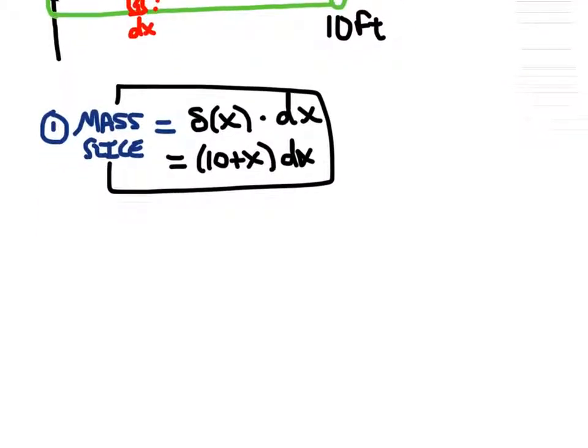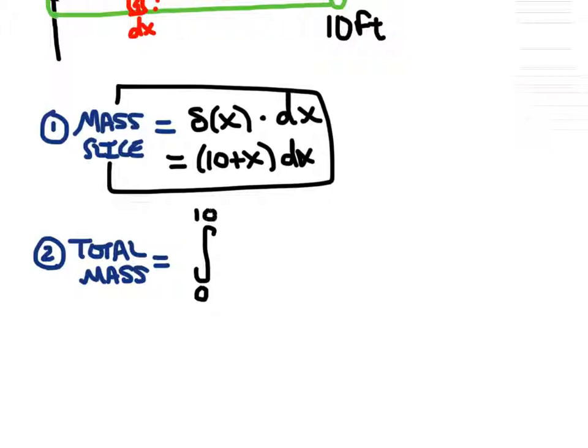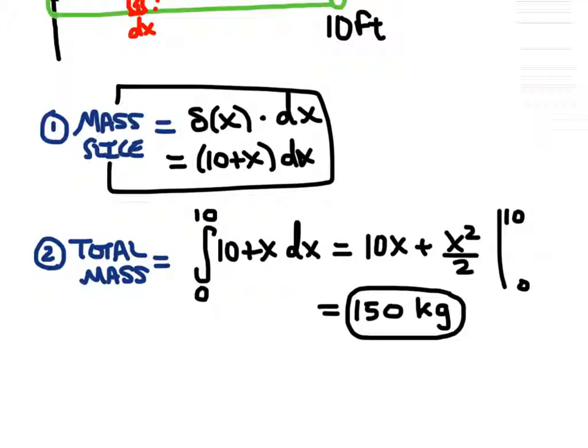Next step, we're going to find the total mass. We want the total mass of the whole rod. Well, we know that in order to find the total mass of the whole rod, we have to sum up the masses of all the slices. When the slices are infinitely small, that becomes an integral. We go from 0 to 10 for the positions of the slices, and then we just take the mass of each slice and throw it into this integral. So the integral of 10 plus x dx. All right, and I'm going to pause and do this real fast. So I find that to be 150 kilograms. All right, and you can verify that yourself.